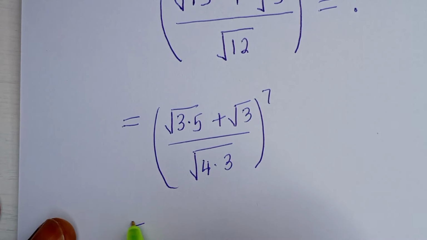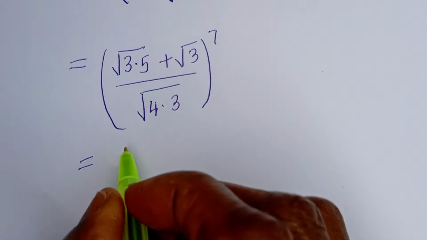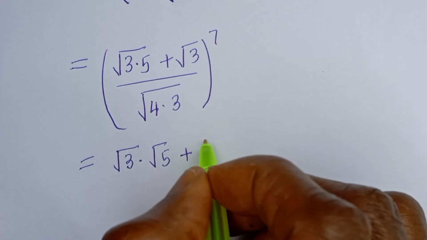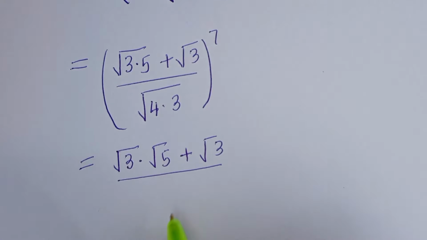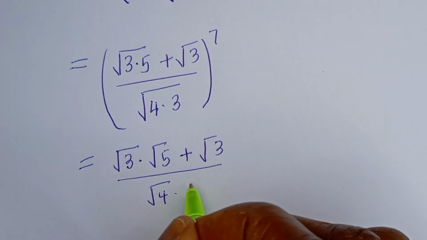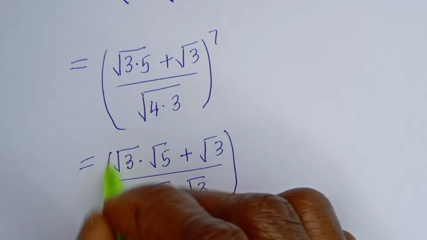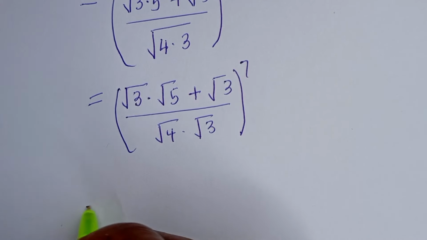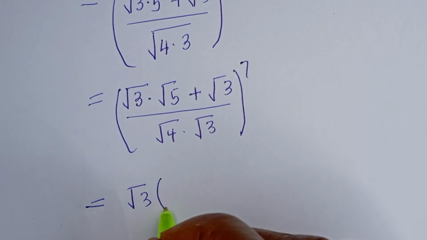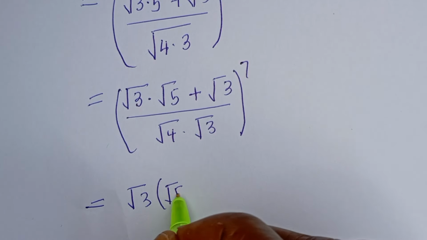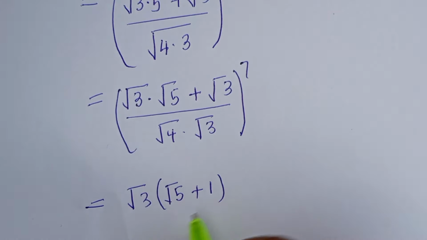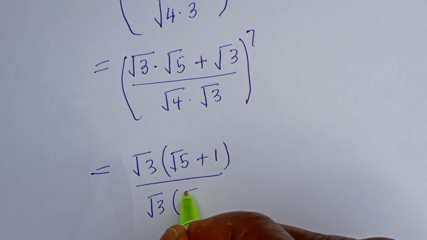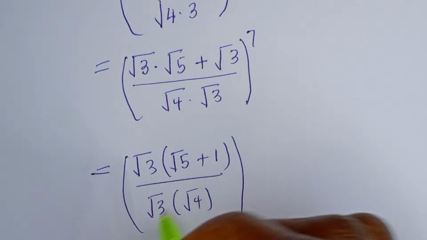Now from here, this is equal to square root of 3 multiplied by square root of 5 plus square root of 3, divided by, this is square root of 4 multiplied by square root of 3, all to the power of 7. Now at this point, square root of 3 is common. Let's bring it out, equal to square root of 3 bracket, this divided by this, we have square root of 5, plus this divided by this, 1 divided by square root of 3 here, bracket, square root of 4, everything all to the power of 7.